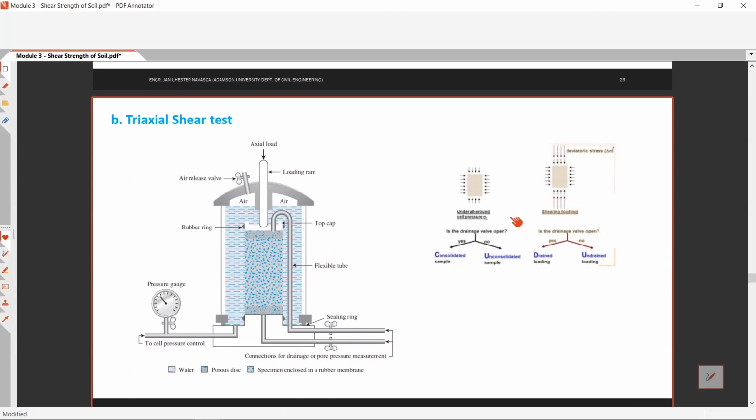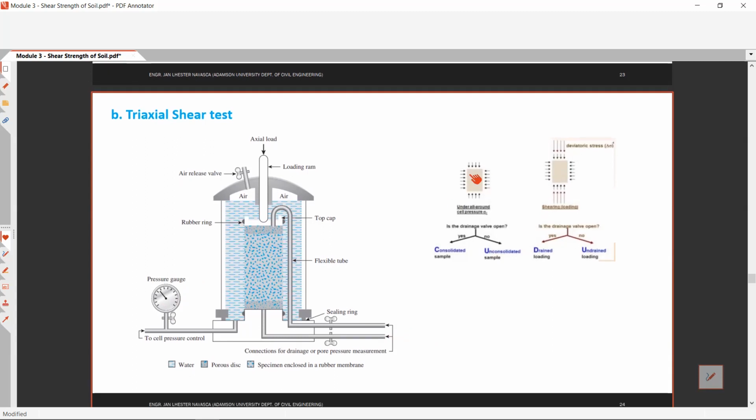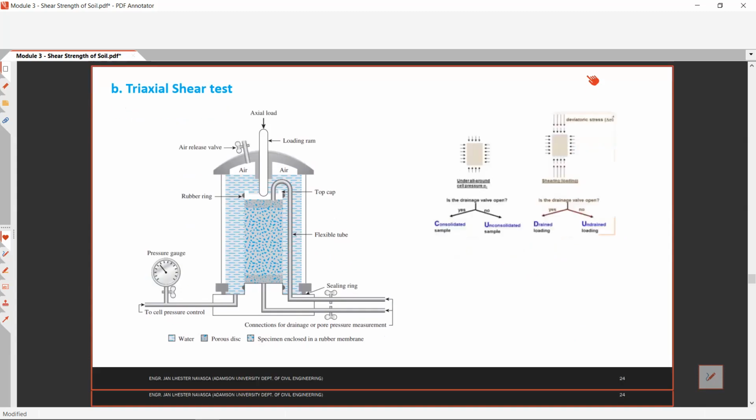So we have two cases for the triaxial test. So under step 1, under all-around cell pressure, the question is, is the drainage valve open? So pag yes, that is a consolidated sample. Kapag no, that is an unconsolidated sample. Okay, for deviatoric stress, so maglalagay ka na ng tubig. So we call the pore water pressure also as deviatoric stress. This one, deviatoric stress. So the question is, if the valve is open, you have the drained loading, and if the valve is closed, you have the undrained loading.